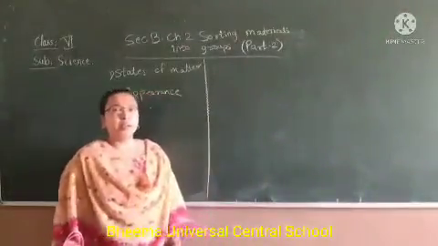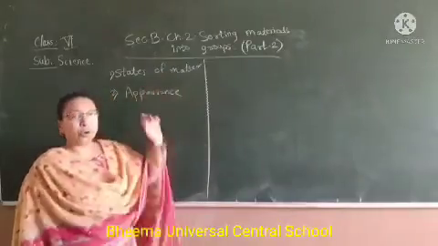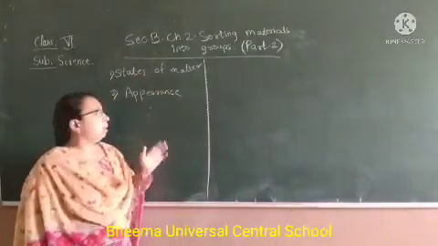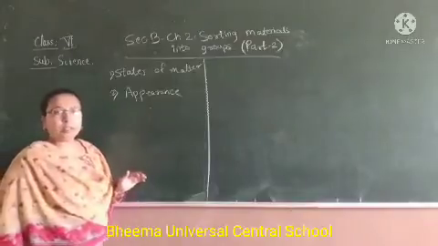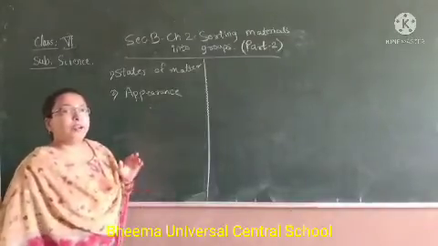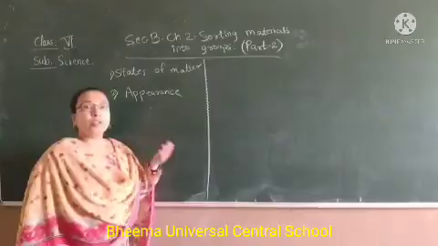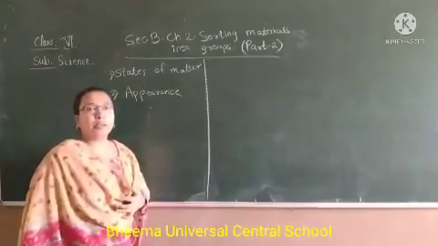Hello children, in the previous class we have studied three states of matter, that is solid, liquid and gas, and appearance. Lustrous means shiny appearance and non-lustrous means having no shiny surface. Let's continue with the lesson.